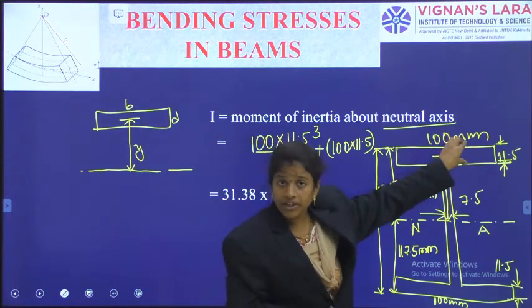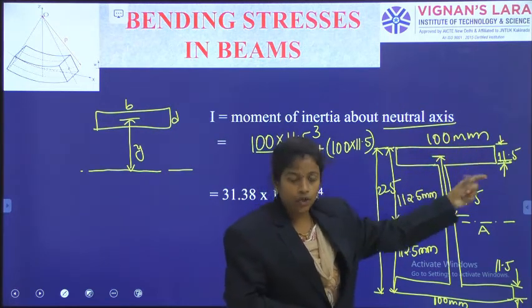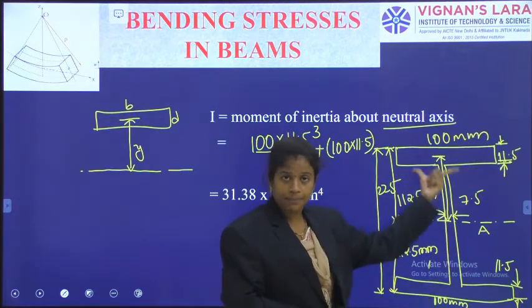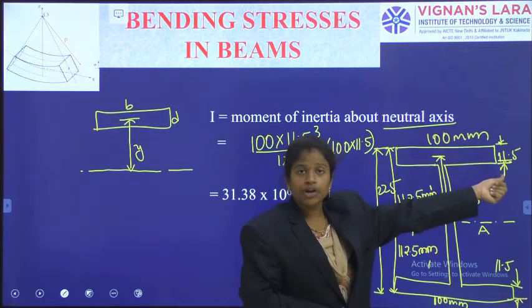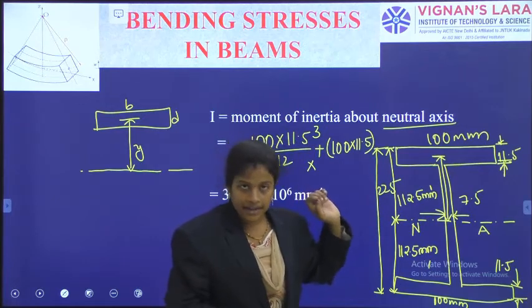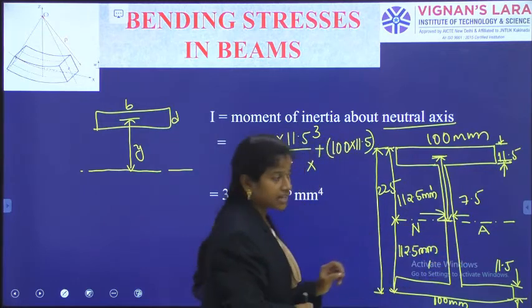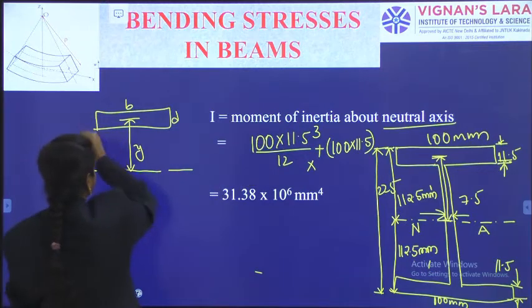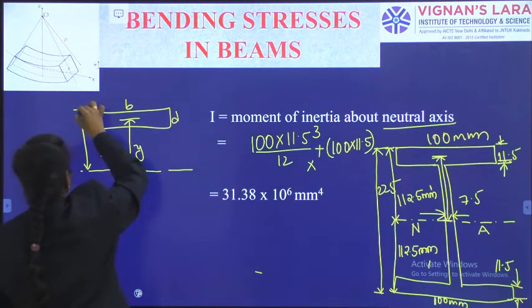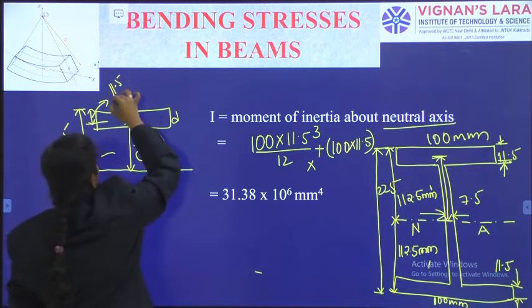So I am considering the top flange only. For the top flange, moment of inertia about its own centroid axis, with B as the axis-parallel measurement, is B D cube by 12 plus A, area 100 into 11.5, into what is the y? Y is this measurement from the centroid of the flange I am considering. As we know, 112.5 is the total depth, and this measurement I need to know. This measurement is equal to 11.5 by 2.